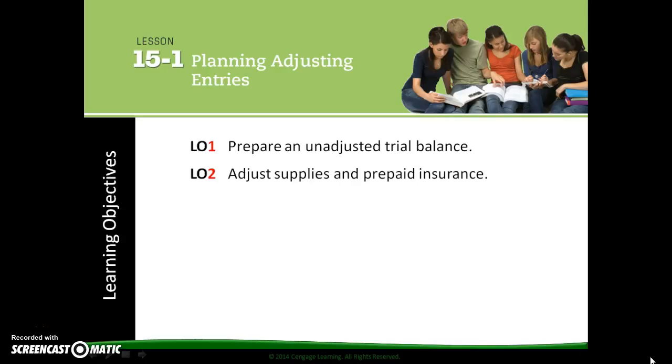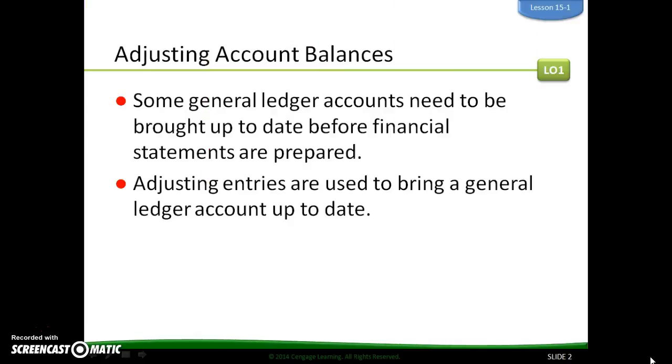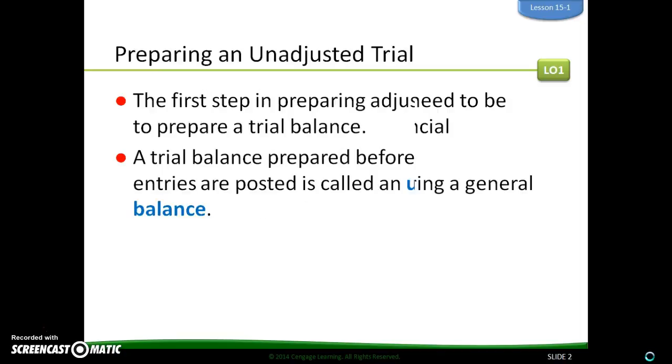So as we look at Lesson 1 here in Chapter 15, we're talking about preparing an unadjusted trial balance and then adjusting for supplies and prepaid insurance. So those are the things we're going to be looking at. We definitely want to remember some of our accounts need to be brought up to date before we can prepare financial statements, and that we use adjusting entries to bring our general ledger into a current situation.